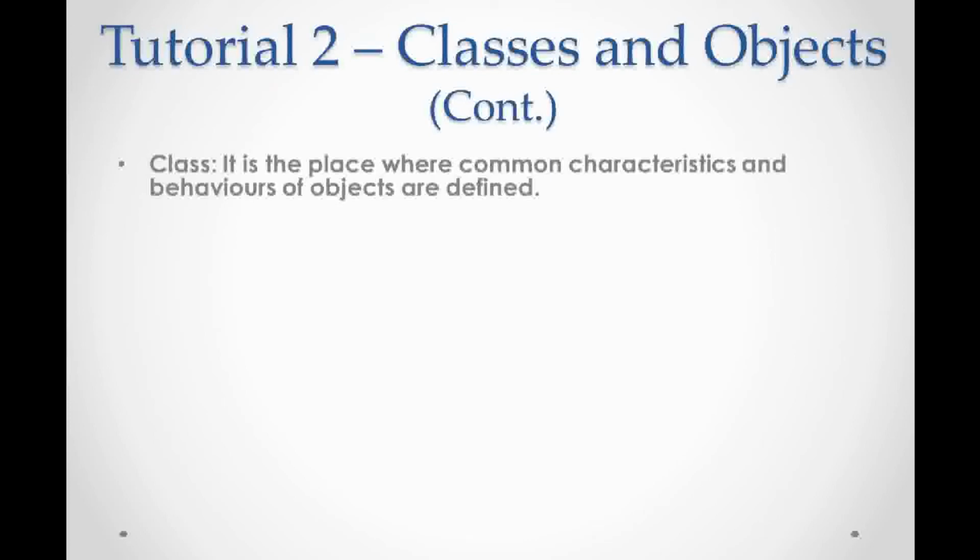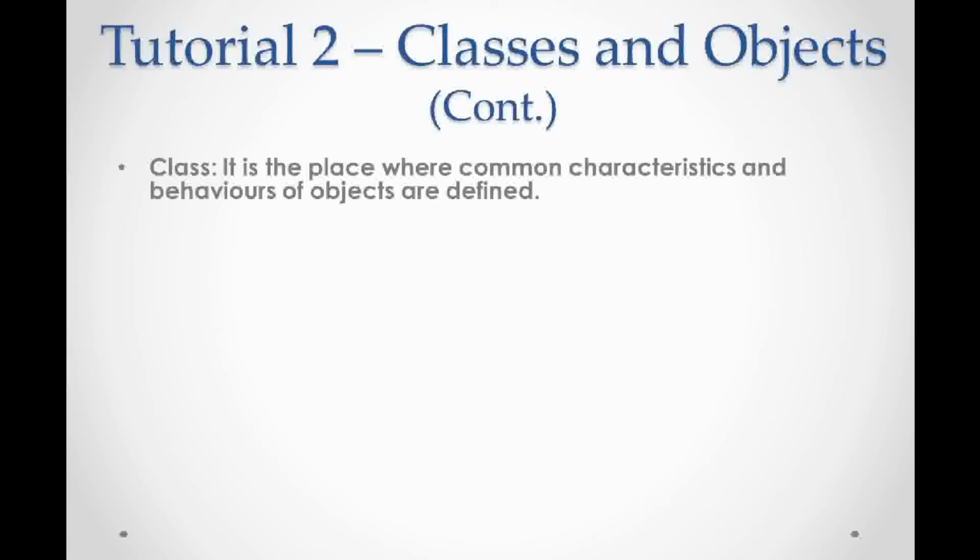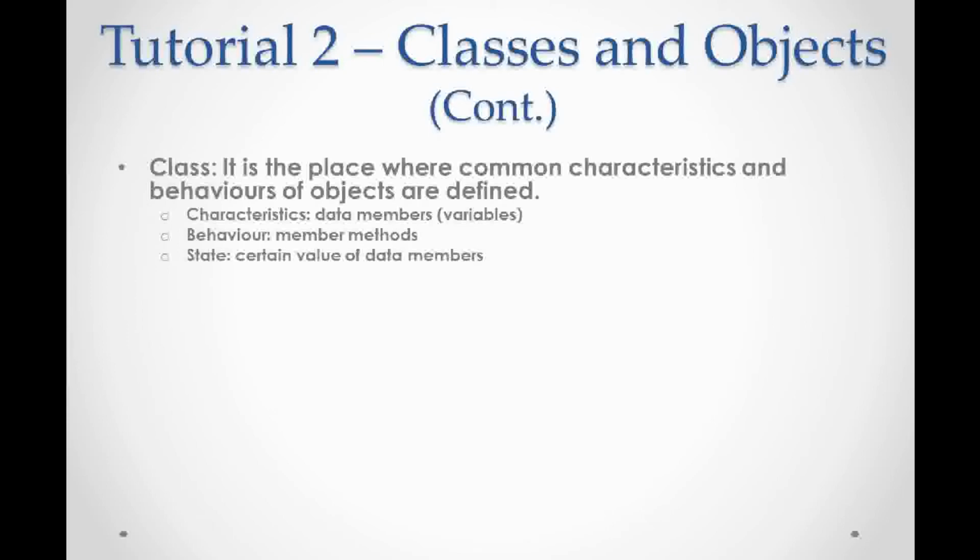Now let's see what a class is. It is a place where common characteristics and behaviors of objects are defined. Characteristics are represented as data members and variables. Behaviors are represented as member methods. State is represented as a certain value of the data member. And identity, any data member with a unique value for the objects, is actually the identity of the object.